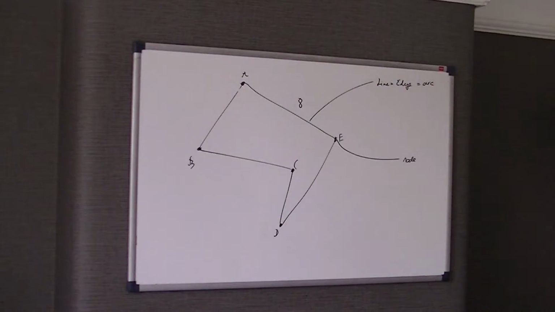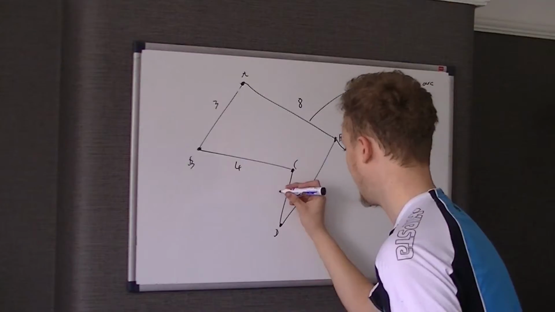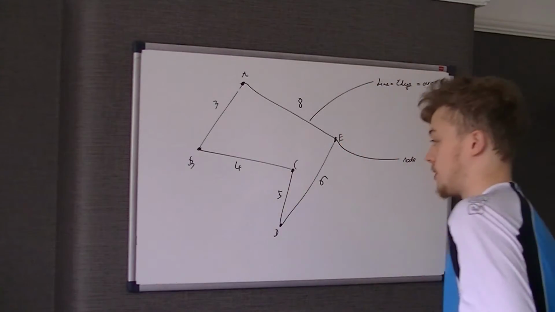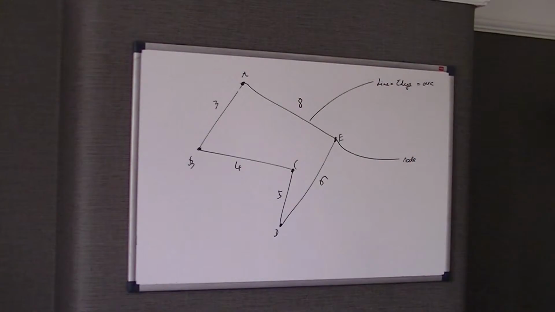So as I said, that's got a value of 8, and the others might have a value of, let's say, 3, 4, 5, 6. I've just come up with a random set of numbers. You can come up with any numbers that you want.